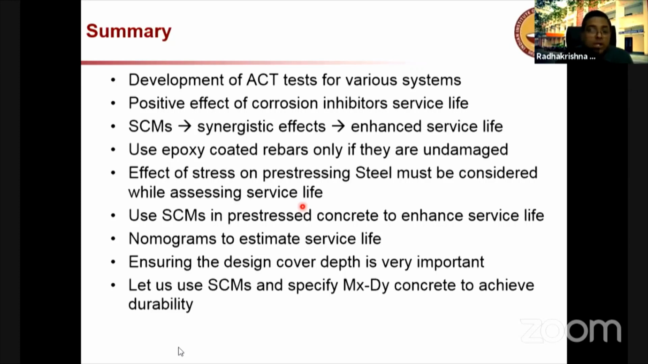And epoxy coated rebars can be used only if they are undamaged. And stress on prestressing steel must be considered while addressing service life. And use SEMs in prestressed concrete. And nomograms can also be used, and ensuring design cover depth is very, very important. So let's use SEMs and specify MX-DY concrete to achieve durability.